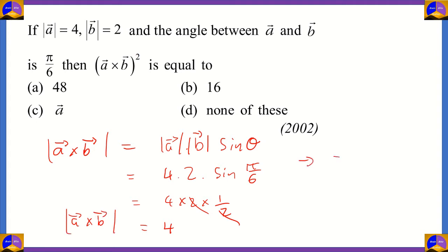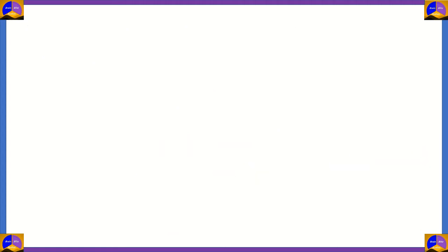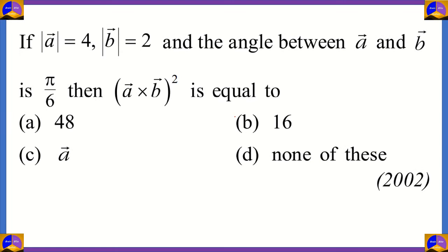So therefore the square of mod of A cross B will be equal to 4 square, which is equal to 16. So therefore the correct answer is option B. Option B, 16, is the correct answer for this question asked in 2002.